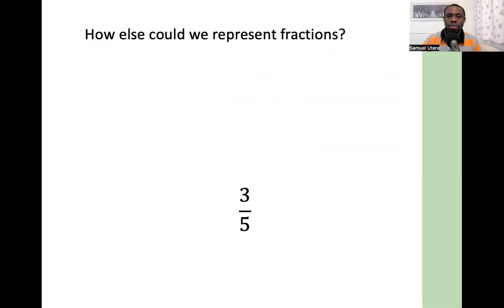How else could we represent fractions? We could represent, for example, 3/5 as a circle. So we split this circle into 5 equal parts and shade 3/5, or 3 out of those 5 parts.